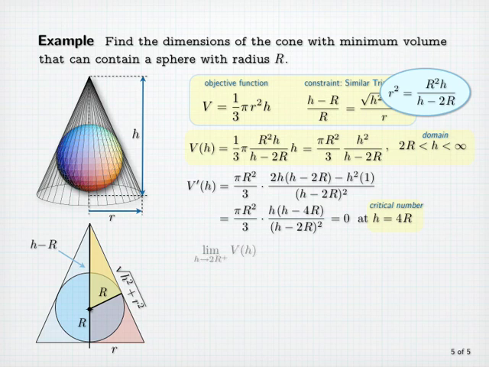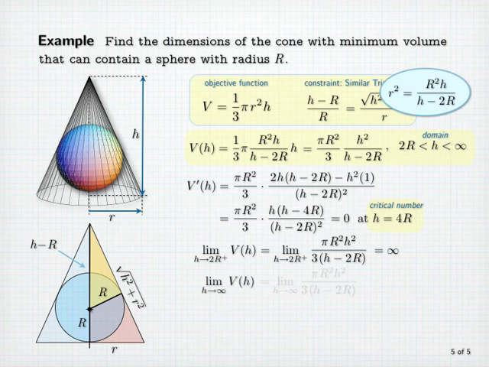Also, the limit as h approaches 2r from the right of V of h is equal to plus infinity because the numerator and denominator are both positive and the denominator approaches 0. Also, the limit as h approaches infinity of V of h is equal to plus infinity because the numerator of the rational function has a greater degree than the denominator. Therefore, V of h must attain a minimum value somewhere, and since there's only one critical number, the minimum must be attained there.